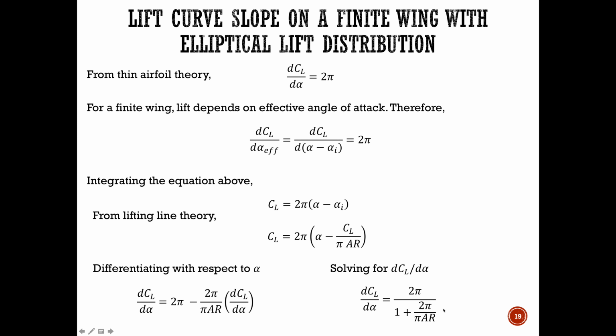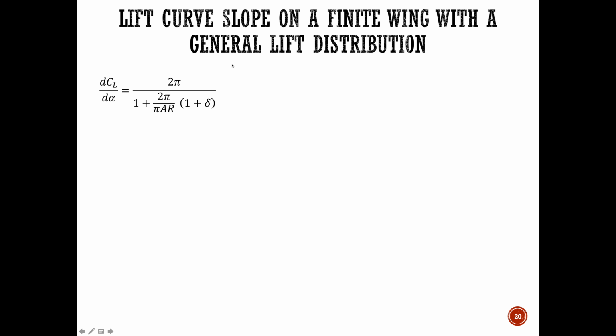Now in the next class, we can talk about what happens to the lift curve slope as the aspect ratio increases or decreases. Again, this is for a wing with elliptical lift distribution, but for a general lift distribution you have the same equation, except you have this 1 plus delta, the induced drag factor, which we talked about in the last class. Using the span efficiency formula, where span efficiency is 1 by 1 plus delta, you can write this equation as 2 pi by 1 plus 2 pi by pi e AR. Here e is the span efficiency, and this equation is called the Helmholtz equation.